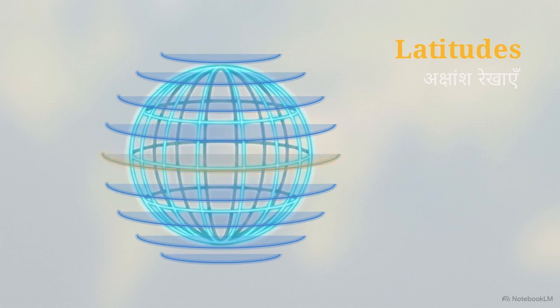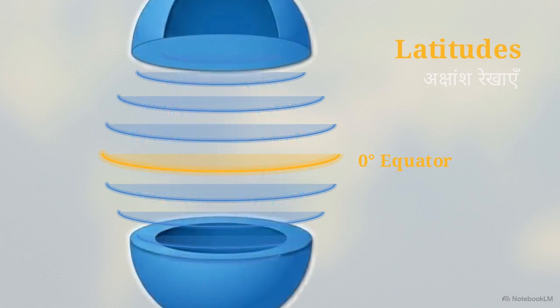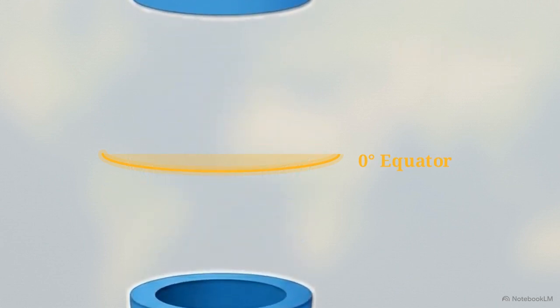Moving away, two other vital markers appear. The Tropic of Cancer at 23.5 degrees north, and Tropic of Capricorn south. Finally, near the very icy top and bottom poles, we draw the Arctic Circle in the north and the Antarctic Circle in the south. These horizontal lines give us a clear way to measure exactly how far north or south any place is from the equator.